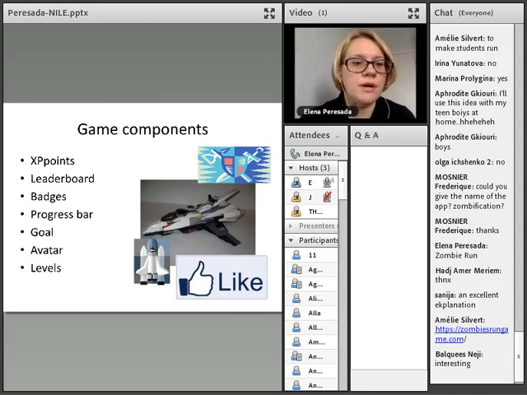So what about the first layer? What are the most popular elements of any computer or board game? Of course, experience points, leaderboard, badges, progress bar, avatars, and level. So what about experience points, and how different are they from marks that we give our students at school?